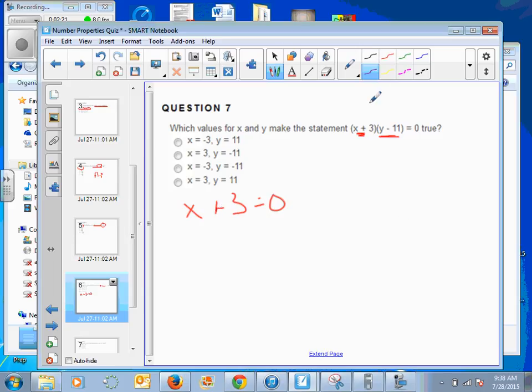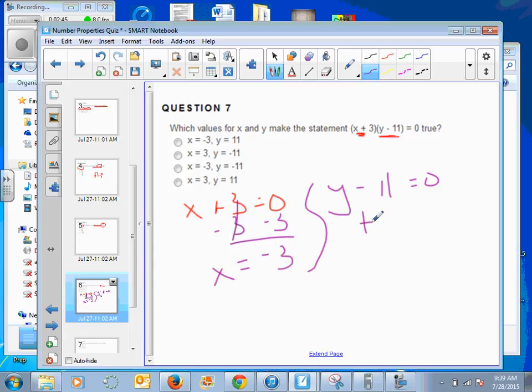And we're also going to have y minus 11 equals 0. Then we just go back and we solve each one of these. So we're going to do the opposite. We're going to subtract 3 from both sides. So x is negative 3. And if we come over here, we're going to add 11, because we're going to do the opposite. We get y equals 11. So you have two answers to something like this. x is equal to negative 3, and y is equal to 11.